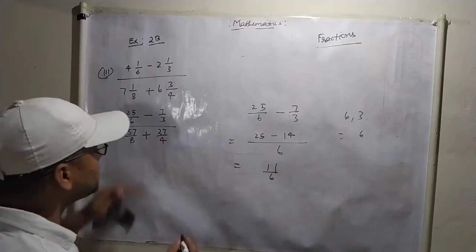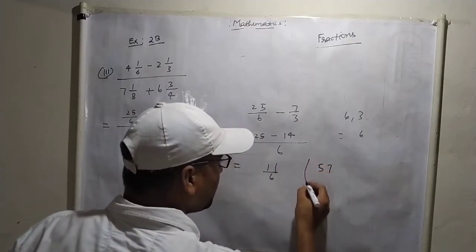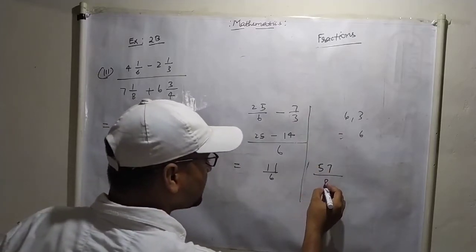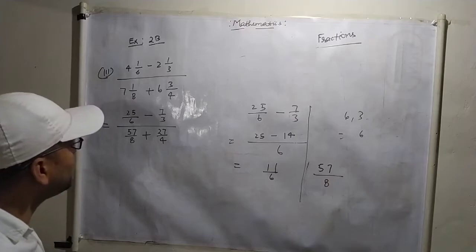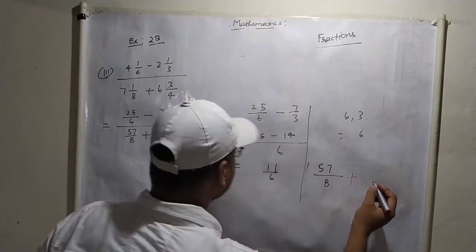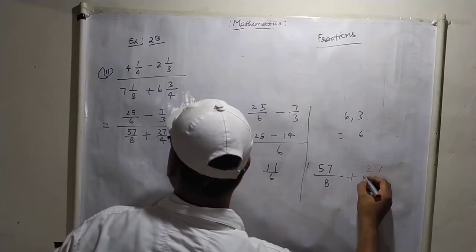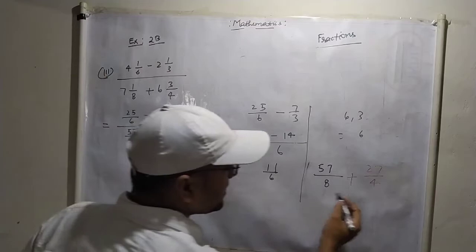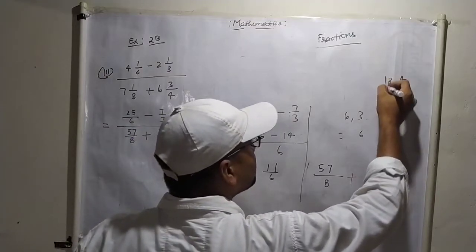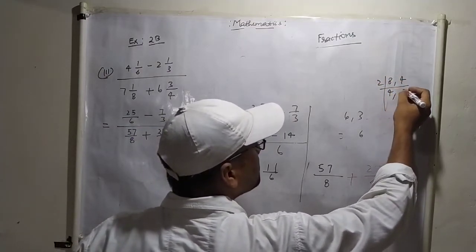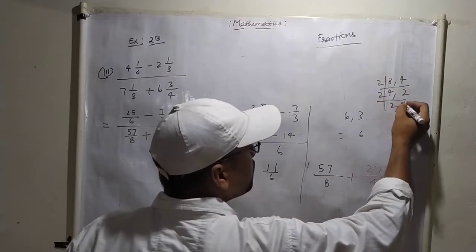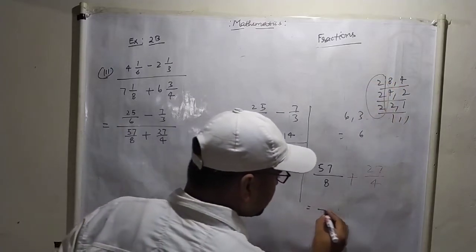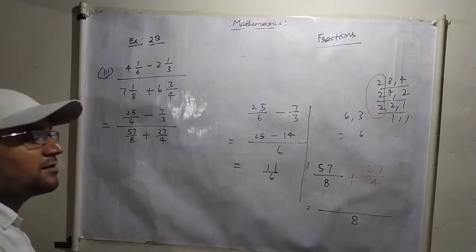And what is the value of this one? 57 denominator. I'm going to solve this denominator. 57 upon 8 plus 27 upon 4, students. So in this one, find the LCM of 8 and 4. It is very easy: 4, 2, 2, 1, then again 2, 1. So its LCM is 8, means that your common denominator is 8.